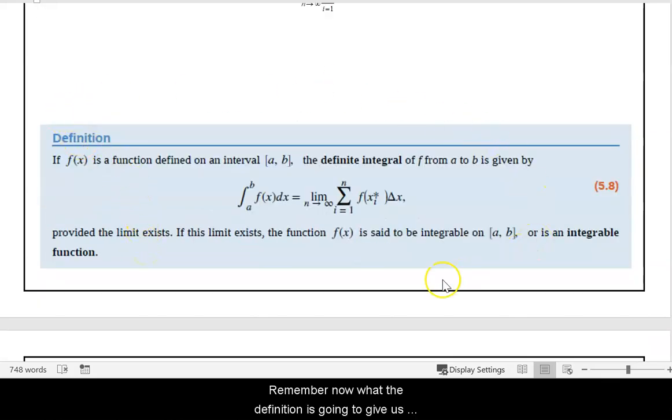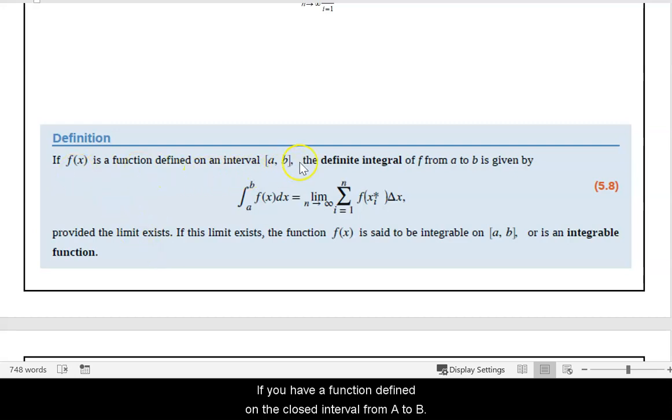Remember now what the definition is going to give us. In this case, this is one of the most important definitions in all of calculus. This is the definition of the definite integral, not to be confused with the definition of the indefinite integral. Remember from section 4.10 when we were discussing antiderivatives, the definition of an indefinite integral is a family of functions that are the antiderivative to the original integrand with respect to the same variable found in the differential. The definite integral is very different. It looks very similar, but it is not.